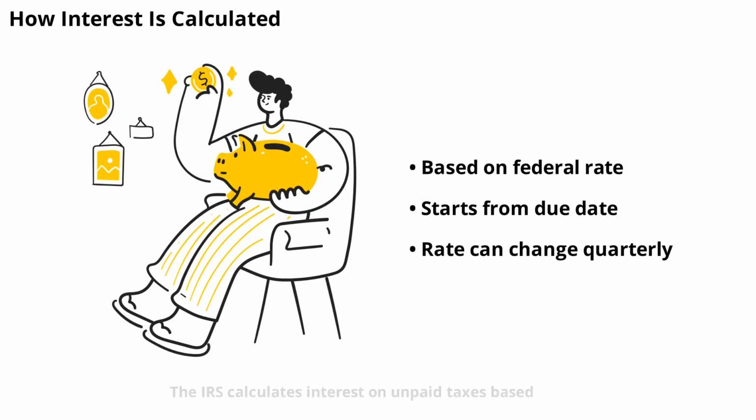The IRS calculates interest on unpaid taxes based on the federal short-term rate plus an additional percentage. Interest starts accruing from the original due date of the return, not from when you receive a bill. This means that even if you file for an extension, interest will still accumulate on any unpaid balance. The rate can change quarterly, so it's important to check the current rates if you owe taxes.